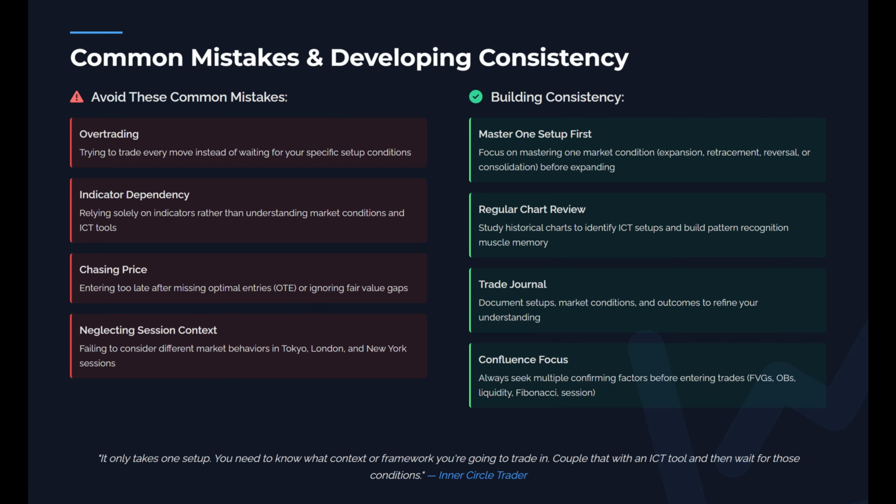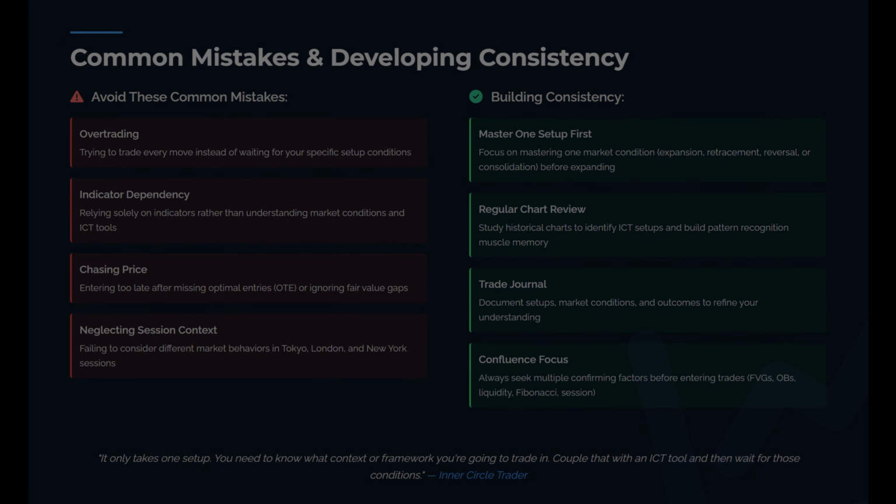The ICT methodology works, but like any powerful tool, it requires practice and discipline to use effectively. Stay committed to your education, and the results will follow.